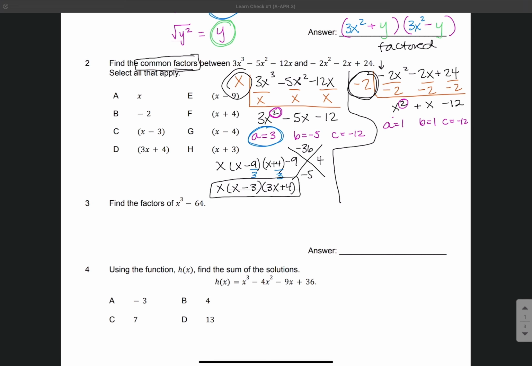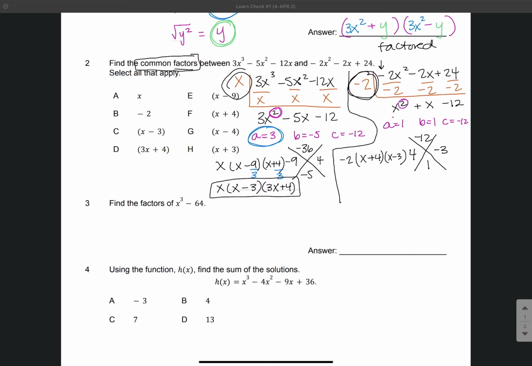All right, set up our X method. So negative 12 and 1. So that means our side numbers would be 4 and negative 3. Again, I'm going to set up my parentheses. So GCF in the front, negative 2, and then x plus 4, and x minus 3.